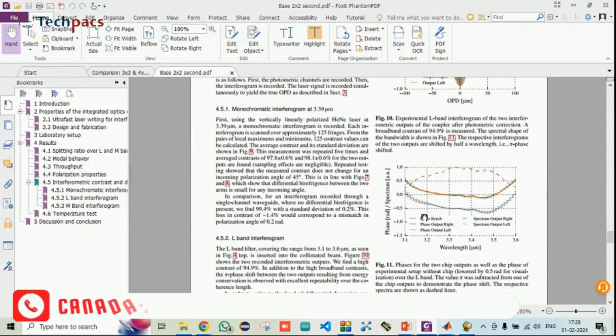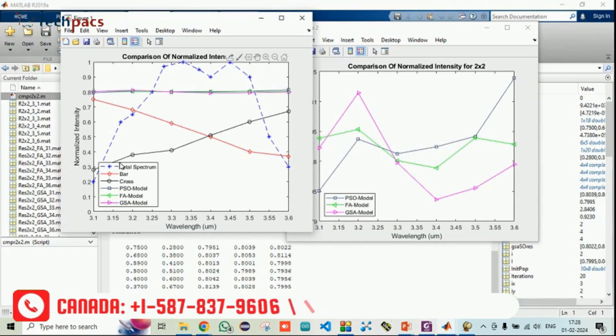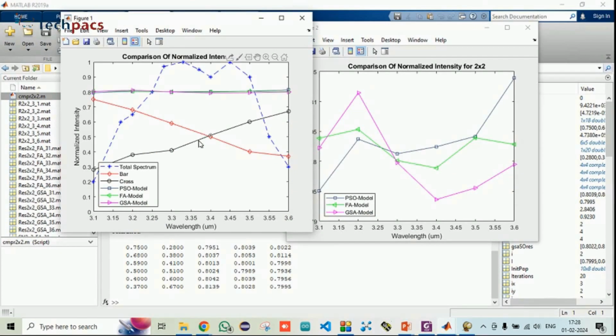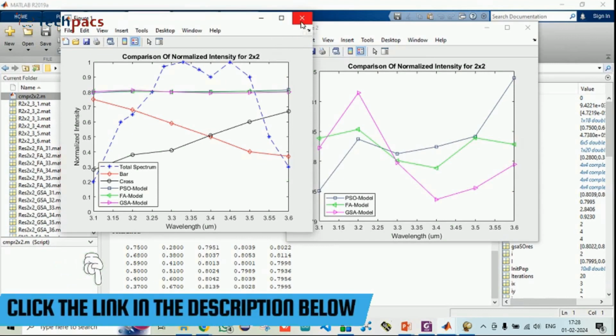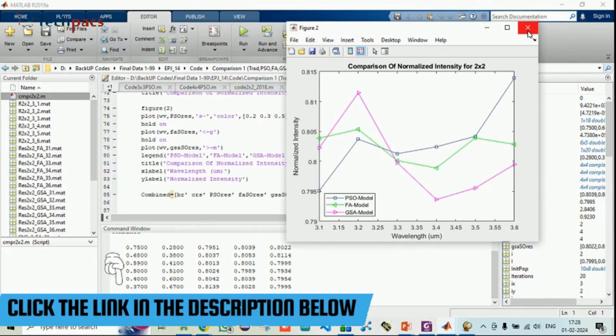So the results are taken from it, and then our proposed methodologies, that is PSO based, FA based and GSA, have been implemented in order to show that we are getting the higher intensity in comparison to the traditional method, that gives us the superiority over the manual methods. So by taking this objective we have implemented it.